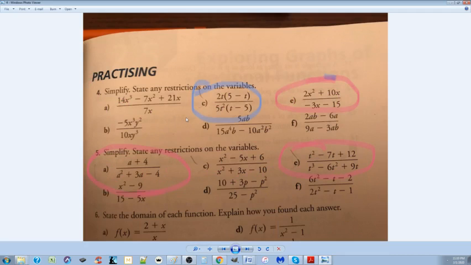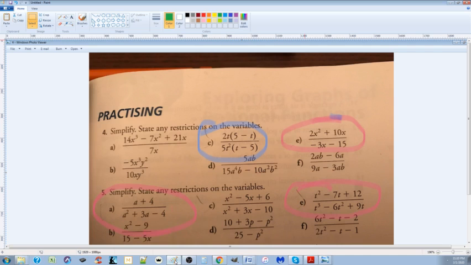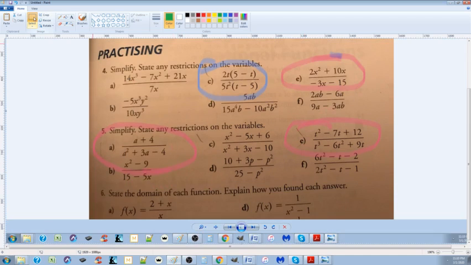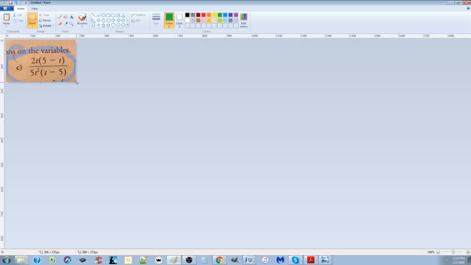Okay, these ones aren't too hard. So again, to find out restrictions, you just got to look at the denominator. So let's start with the blue one. So the secret is, again, only looking at the denominator.